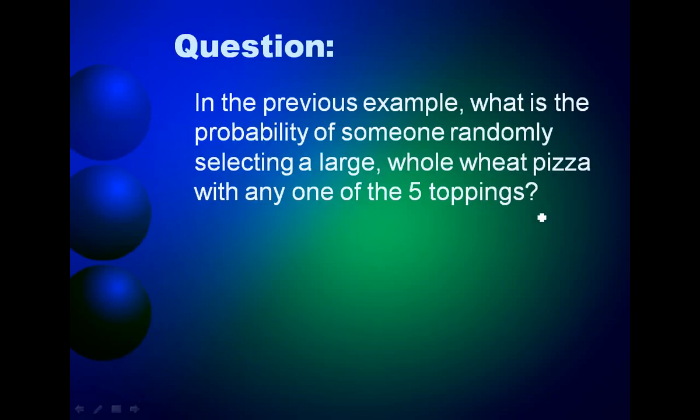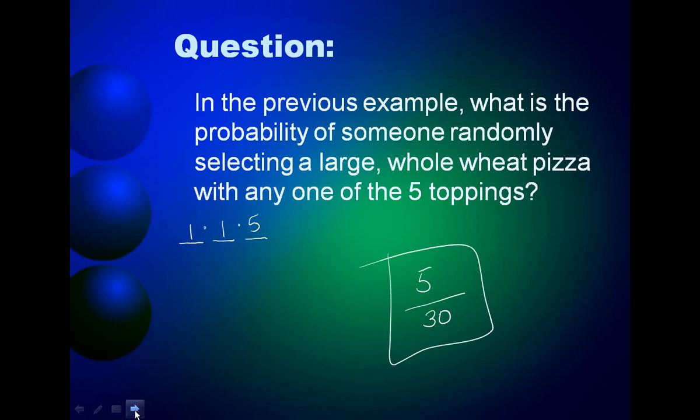So in the previous example, what is the probability of someone randomly selecting a large whole wheat pizza with any of the 5 toppings? Well, we know that there are 30 pizzas. That's the number of items in our sample space. So we need to find out how many large whole wheat one-topping pizzas there are. Well, there's only one way to choose a large. There's only one way to choose whole wheat, and you have 5 toppings to choose from. So multiply those together, 5 different pizzas. So your probability would be 5 over 30.